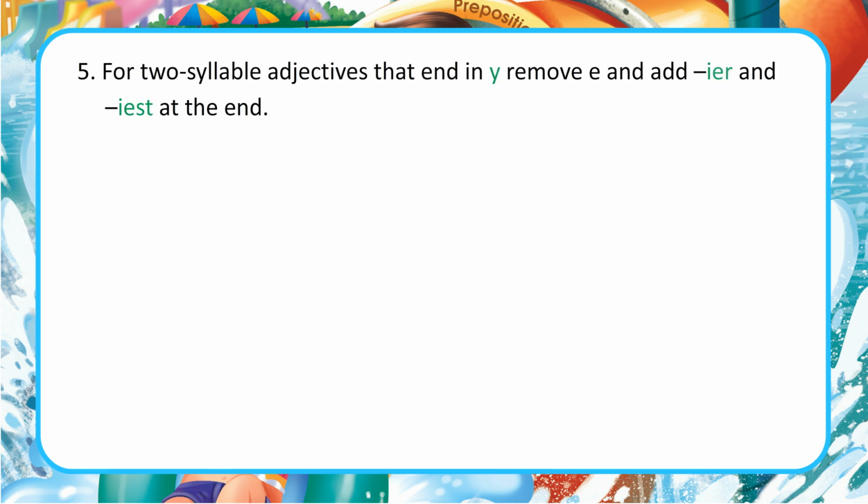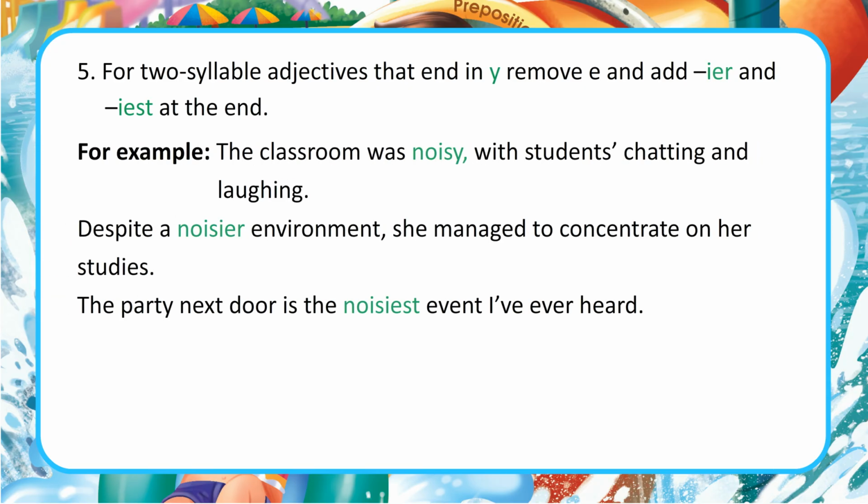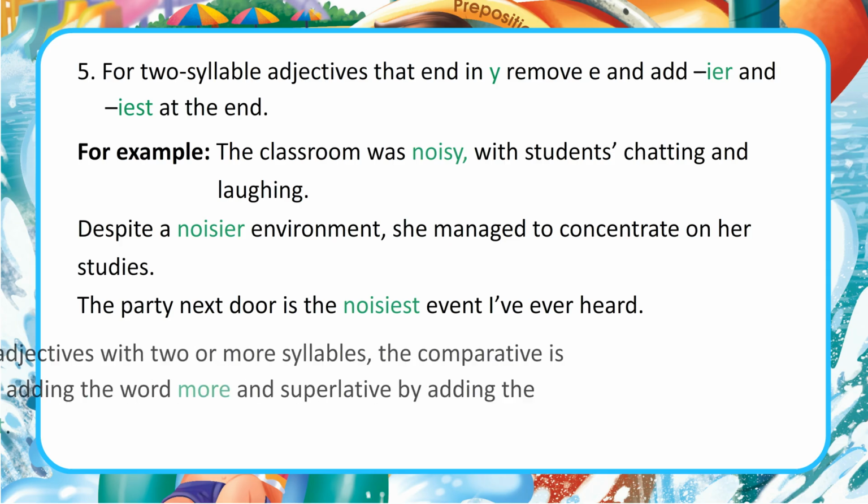5. For two-syllable adjectives that end in y, change y to i and add -er and -est at the end. For example, the classroom was noisy, with students chatting and laughing. Despite a noisier environment, she managed to concentrate on her studies. The party next door is the noisiest event I've ever heard.